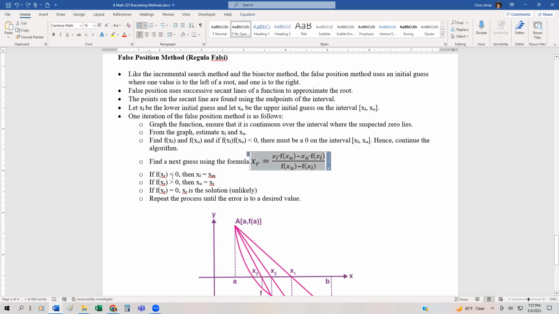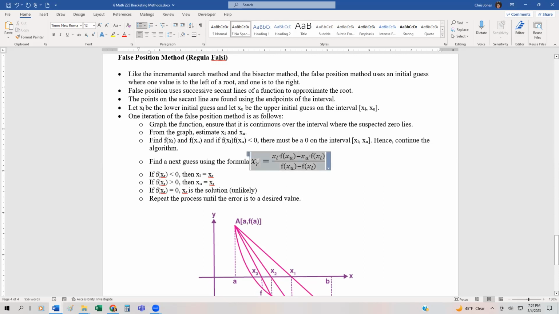If this number is less than zero, then we replace the lower bound with this value. And this should be xr. I think that's a typo there. If xr is greater than zero, then we're just going to replace xu, the upper bound, with xr. And if for some reason we get zero, well, then we're done because we've actually gotten the zero. We're just going to repeat the process until the error is some sort of desired value.